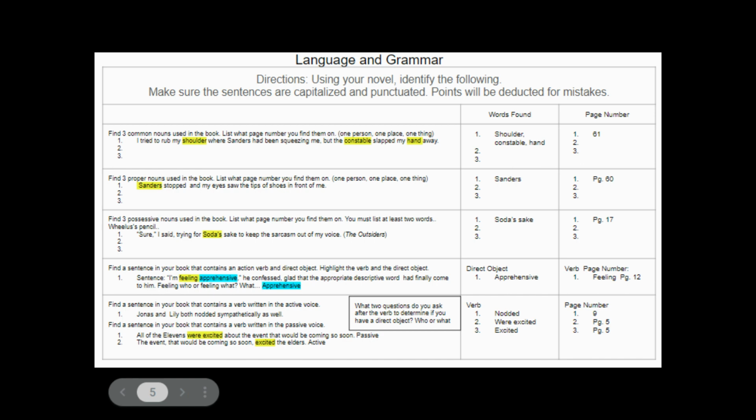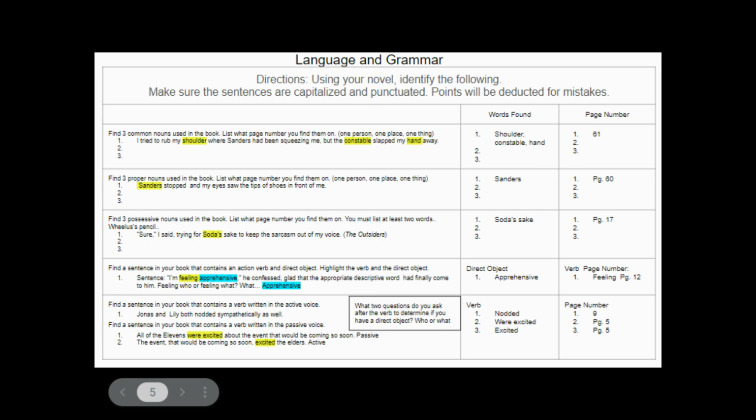All right. The next one, it says, find 3 proper nouns used in the book. List what page number you find them on. One person, one place, one thing. "Sanders stopped, and my eye saw the tips of shoes in front of me." Okay, Sanders is going to be your proper noun, and I found it on page 60 of this book.